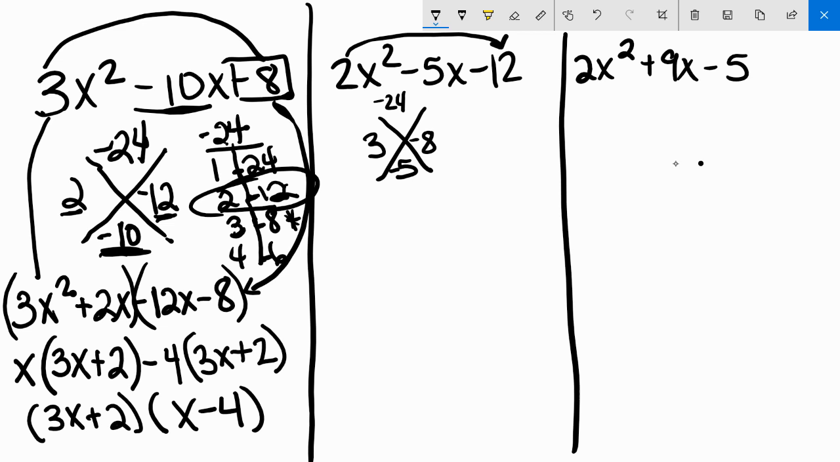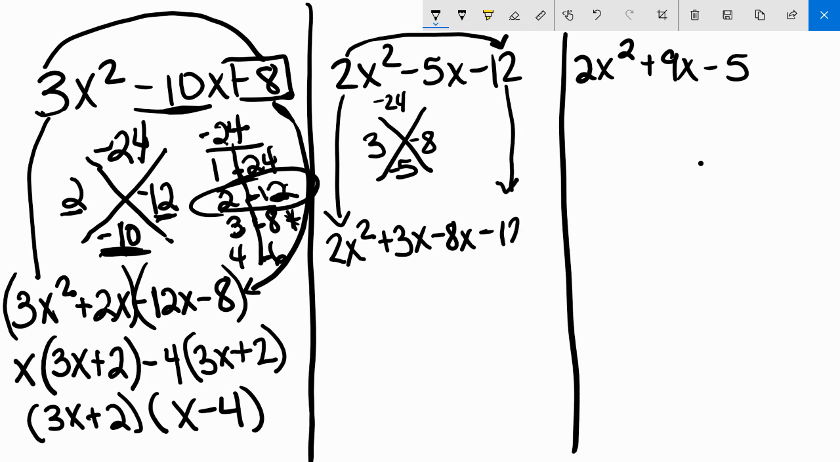And then rewrite the polynomial. So bring down the 2x squared. And then our middle terms are going to be a positive 3x and the minus 8x from the side of the x's. And then bring down our last term, minus 12.